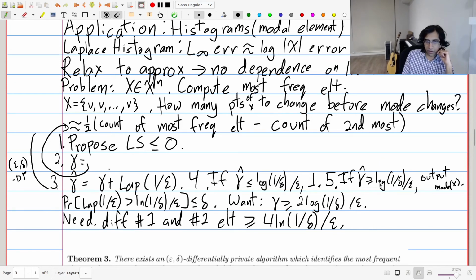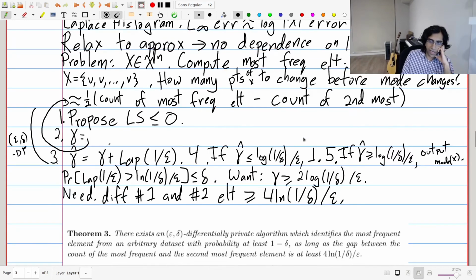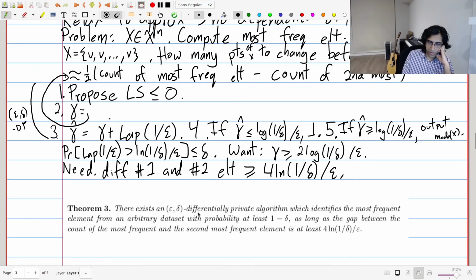So combining this argument and this algorithm, we get the following theorem. This is basically what we just said. There exists an epsilon, delta differentially private algorithm which identifies the most frequent element from an arbitrary data set with probability at least 1 minus delta, so long as the gap between the count of the most frequent and the second most frequent element is at least 4 ln of 1 over delta over epsilon. Let me emphasize a few points of this theorem. These are stability-based arguments, and it's stability-based because the most frequent element is somehow stable since there's a big gap here. That's typical in this type of algorithm.